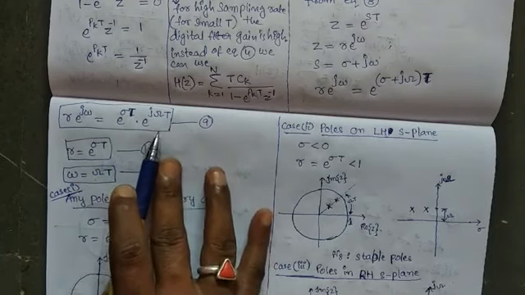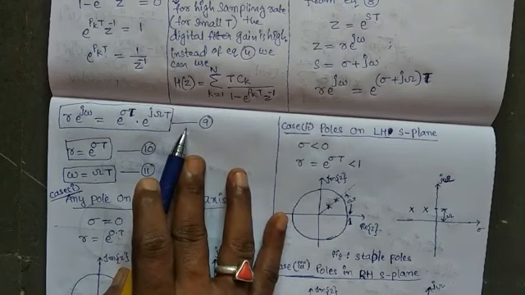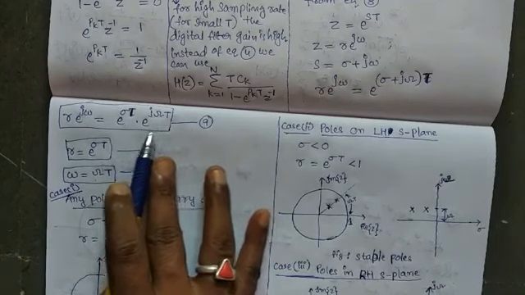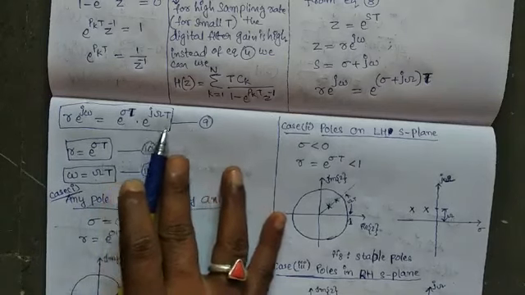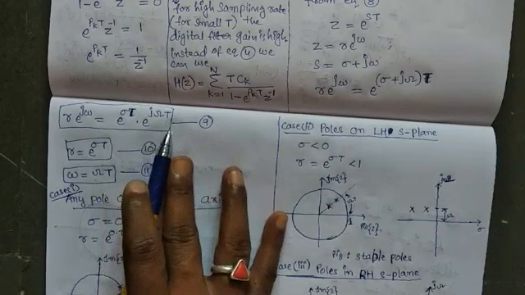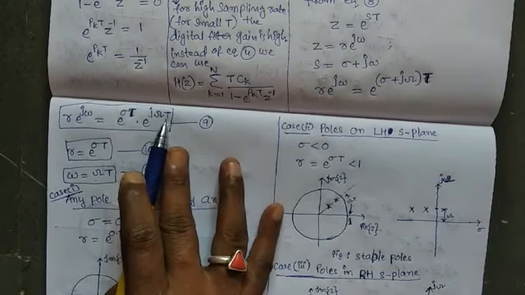Similarly, the second term in equation 9 is e power j omega T. What is the magnitude of e power j omega T? It is 1. From the second term, the magnitude of e power j omega T is unity. What is the phase angle? The phase angle is omega T.